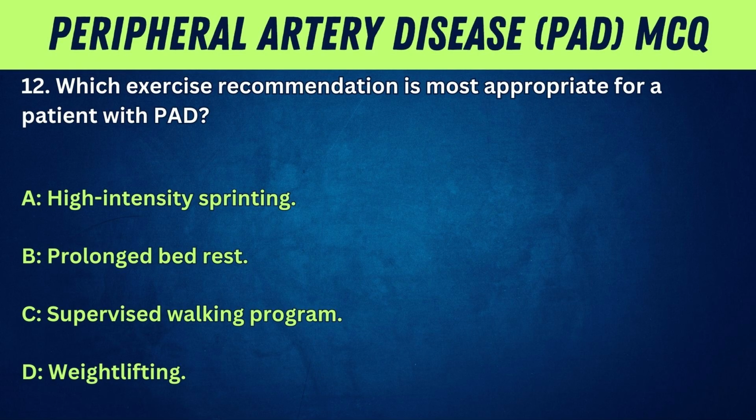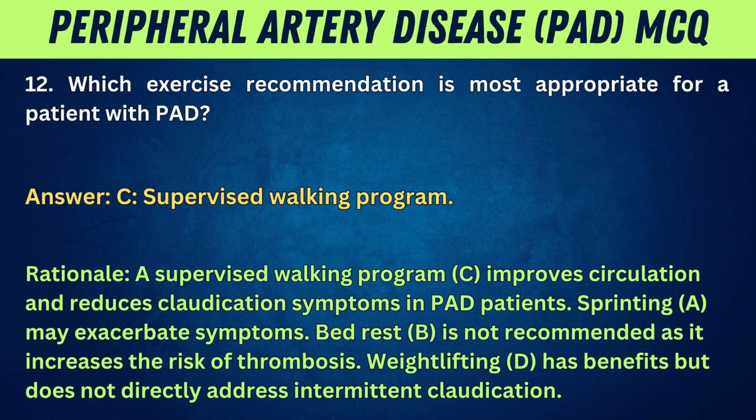12. Which exercise recommendation is most appropriate for a patient with PAD? A. High-intensity sprinting. B. Prolonged bed rest. C. Supervised walking program. D. Weightlifting. Answer: C. Supervised walking program. Rationale. A supervised walking program, C, improves circulation and reduces claudication symptoms in PAD patients.